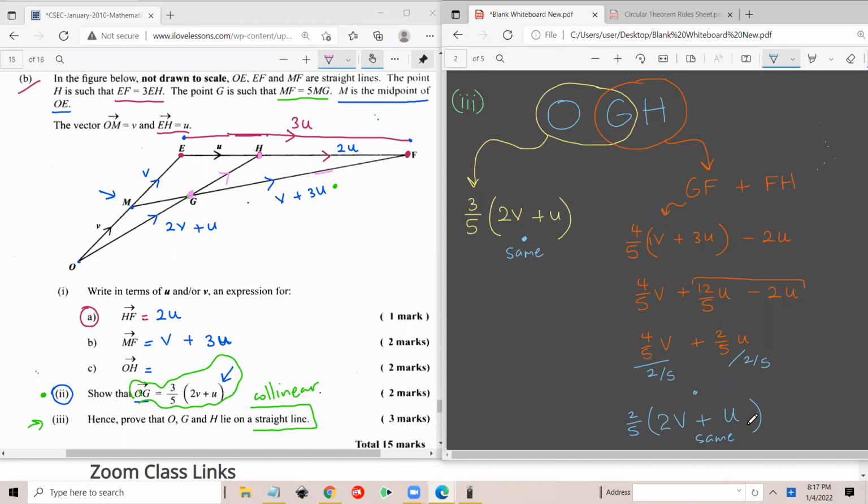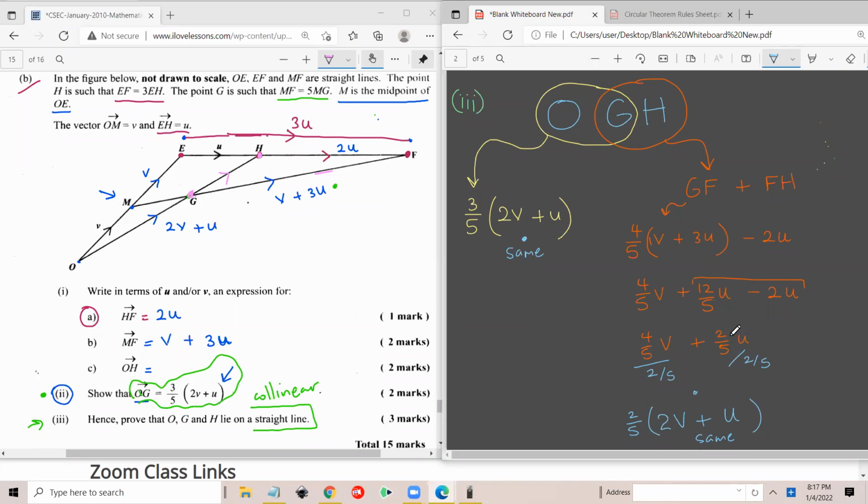Oh, well, someone asked why we are pulling out 2/5. It's kind of random, it's trial and error, because we're trying to pull out a number that will end up making the brackets look the same. So remember in the first one, we had pulled out the number touching the u. So I just did a little bit of trial and error.